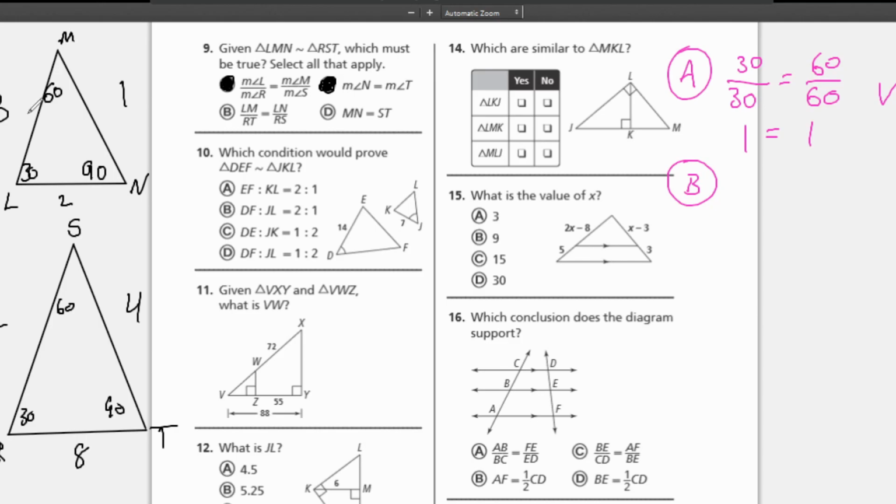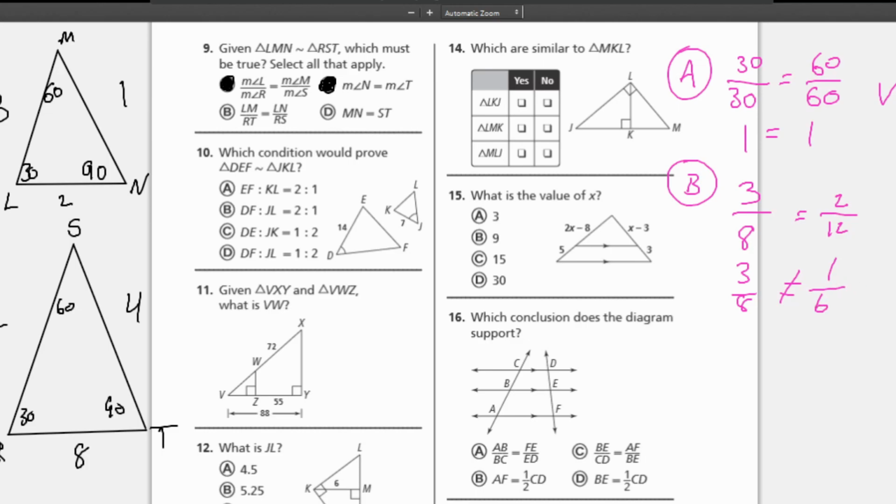LM, which is 3, over RT, which is 8. And we can already see these aren't the corresponding parts. And I can already see that the scale factor is going to fail me there. But we're going to double check. Maybe they're doing the same thing on these. LN is 2, and that needs to go over RS, which is 12. Well, 3/8 does not equal 1/6.